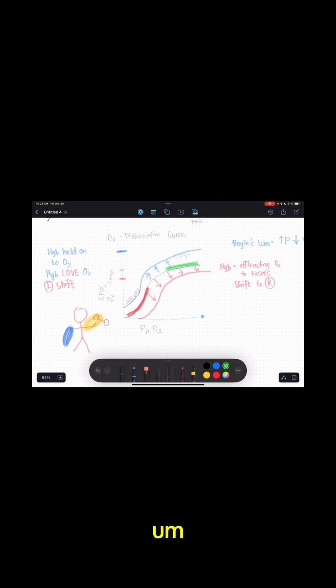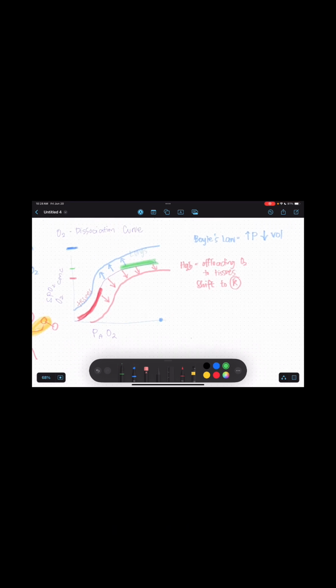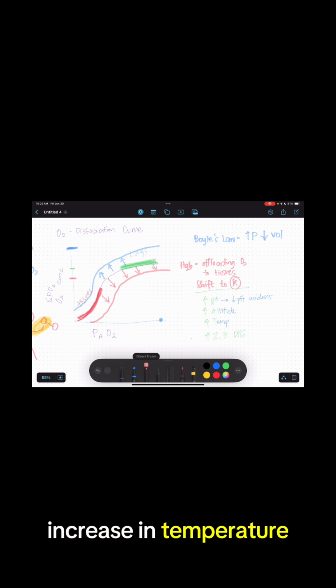Another point is the hemoglobin dissociation curve. The right shift has causes. I have a mnemonic here, HAT, and all of them are going up. HAT stands for hydrogen ion, or decrease in pH, acidosis. Second one is altitude. An increase in altitude would offload more oxygen to the tissues. And temperature: an increase in temperature would shift the oxyhemoglobin curve to the right, which would offload more oxygen to the tissues. And so is increasing 2,3-DPG.